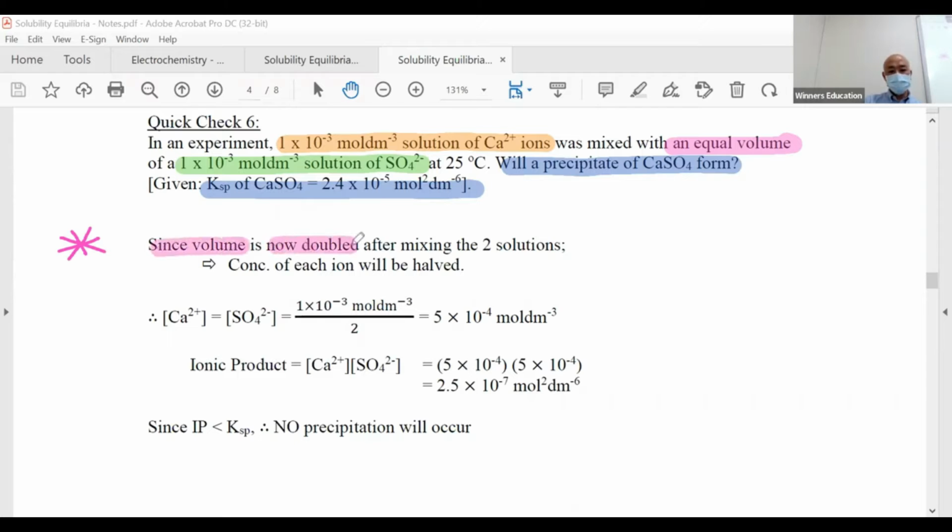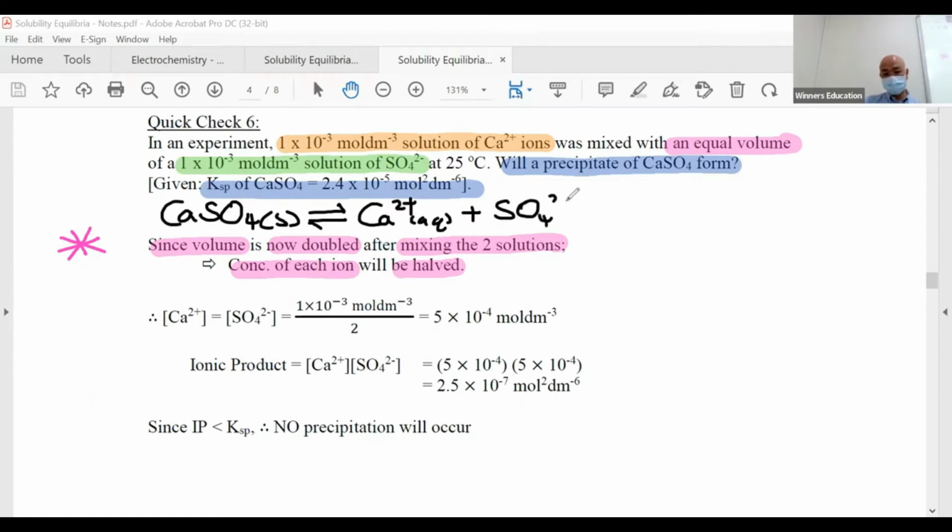Since volume is now doubled after mixing the two solutions, the concentration of each ion will be halved. Now, first of all, what are we looking for? We basically are using this. The whole topic, later you'll see me saying, it only has one equation and one formula. Stick to it, don't ask why, and you'll be fine. It's always writing out this equation, and then using the formula. So this is a 1:1 ratio.